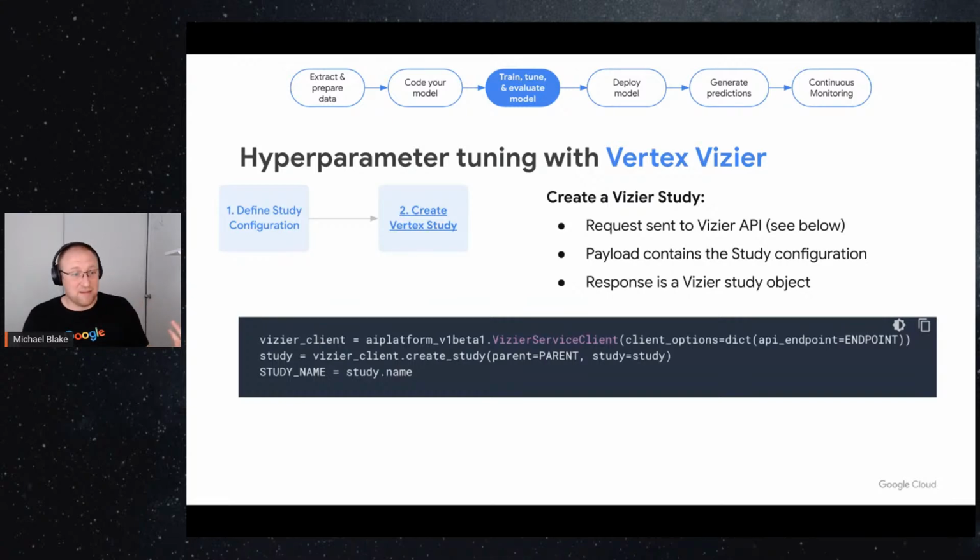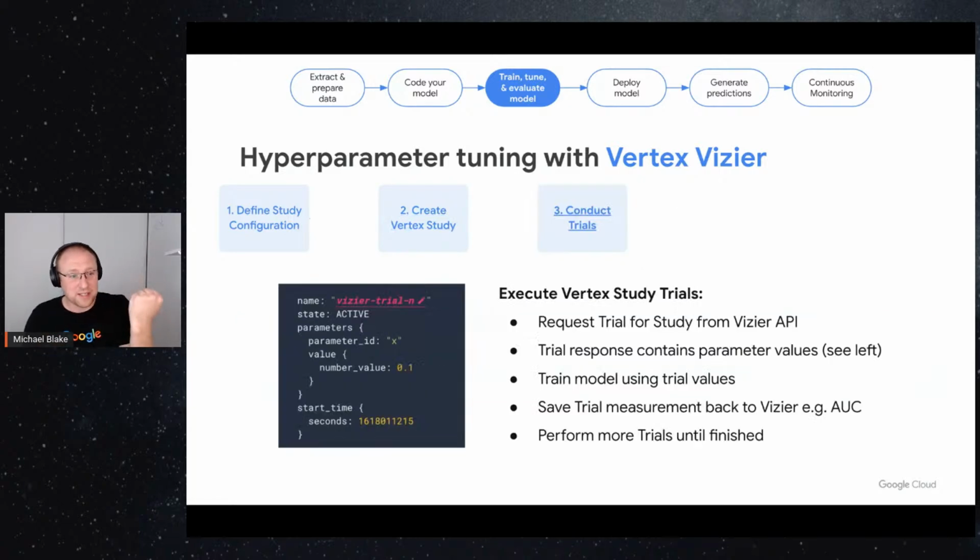The next thing we do is we create this study. It's an API call to Vertex. We give it this spec with that parameter information and the metric information, and it gives us back an object, right? We've got this object in our code. Then we loop over the number of trials we want to run. Let's say we want to run 10 trials. Actually, that's probably too small. Let's say like 50 trials.